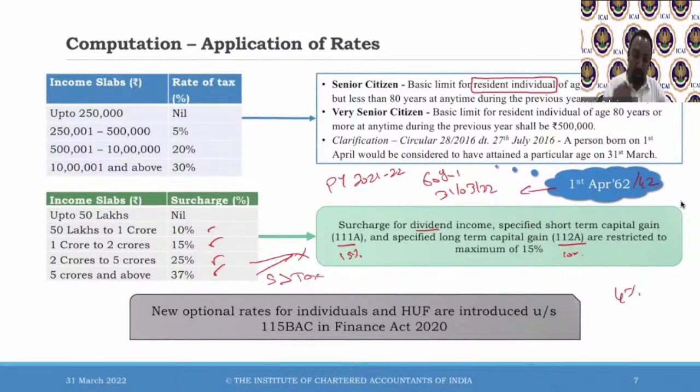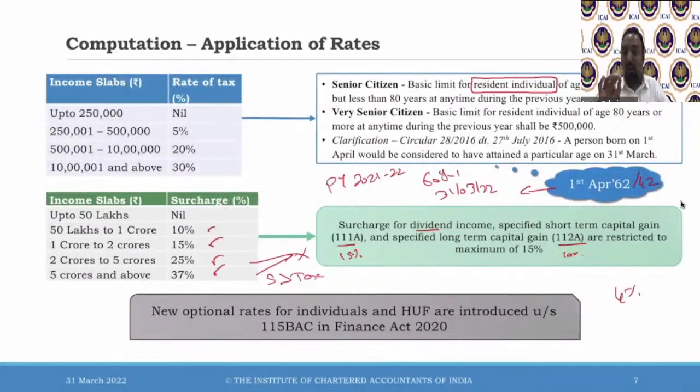Though it is slightly higher than the income tax, they're restricting it. So they're restricting the surcharge to 15% for these three incomes. What incomes? Your dividend income, your short-term capital gain, and your long-term capital gain under section 112A. So for these three, it is limited.